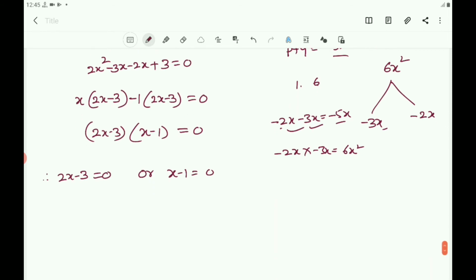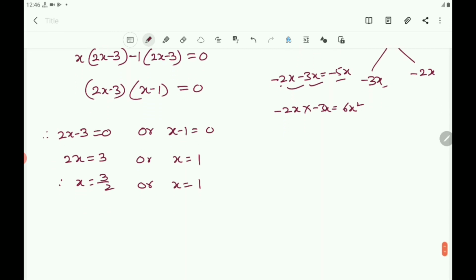You got two linear equations here. First one is 2x minus 3 equals 0. Second one is x minus 1 equals 0. You solve and get the value of x here. Now in the first equation 2x minus 3 equals 0, you write 2x equals 0 plus 3, 3. Therefore x equals 3 by 2. Or here x equals 0 plus 1 is 1. So you can write x equals 1.